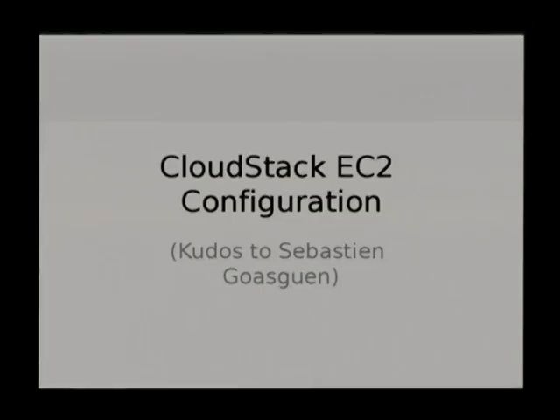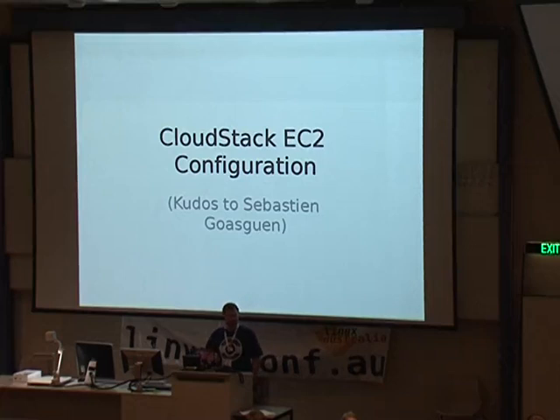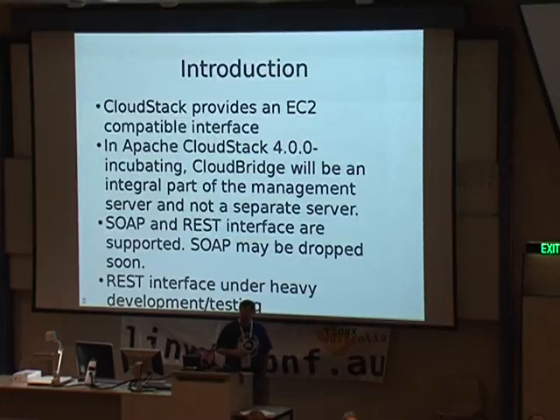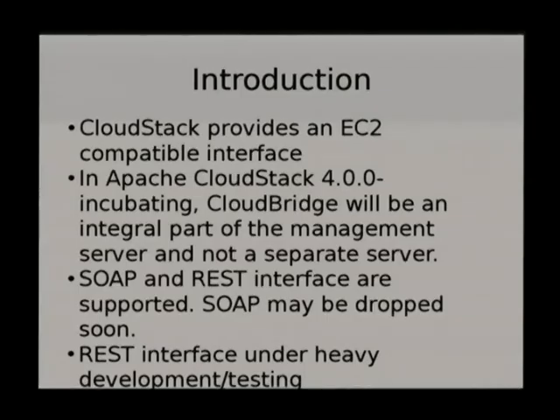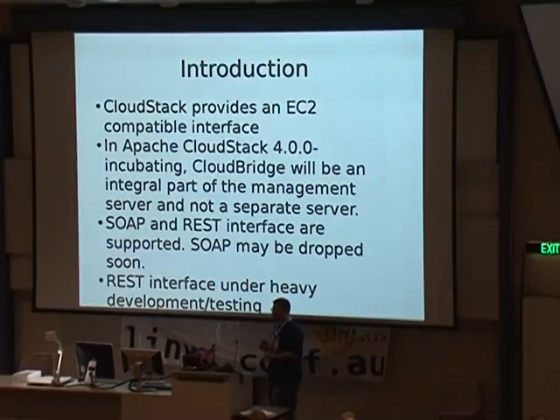Real quick, I wanted to talk about the EC2 configuration because I know a lot of folks are using AWS and might want to use this for dev testing. We do provide an EC2 compatible interface. When Citrix was running the project, it was a separate thing, I believe called CloudBridge. You had to install it and set it up on your own. It wasn't particularly onerous. It is now rolled into Apache CloudStack incubating.